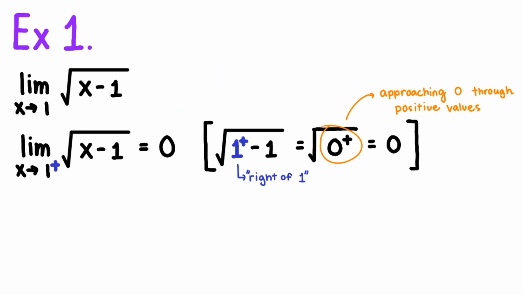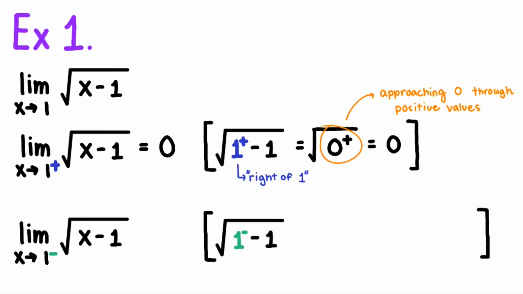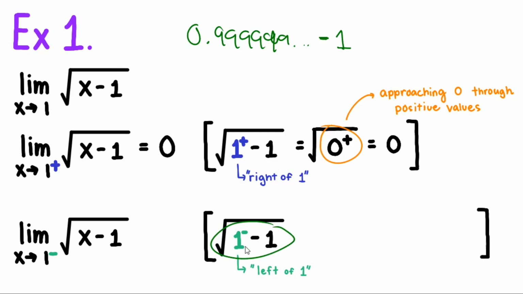Let's deal with the limit of the square root of x minus 1 as x approaches 1 from the left. So let's inspect this one. Upon plugging this in, we'll have 1 from the left, and again, this refers to values from the left of 1, or values less than 1. So these are values close to 1 but less than it. This may be like 0.99999 and so on, minus 1.